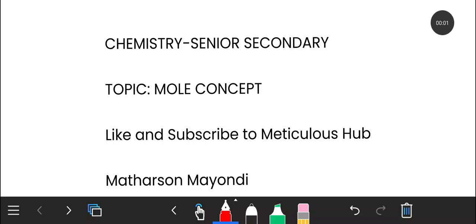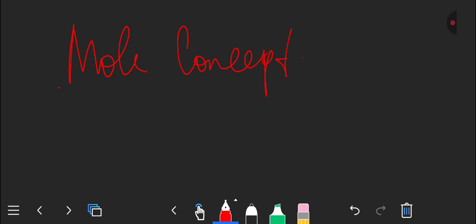In this session, we are going to look at mole concepts, which is also known as stoichiometry. So let's begin. Under mole concepts, the first thing we need to understand is what a mole is.